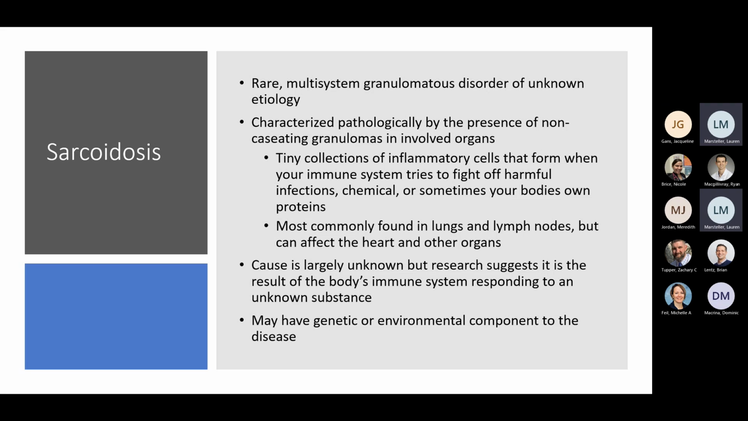Granulomas are like tiny collections of inflammatory cells that form when your immune system tries to fight off harmful substances. And it could be either an infection that you had, a chemical exposure that you had, it could be environmental, or it could even be against your own body's proteins. Sarcoid is most commonly found in the lungs and the lymph nodes, but it can affect the heart and other organ systems. Again, the cause is largely unknown, but it's thought that it's really the body's immune response. And it can be genetic or environmental, as mentioned.